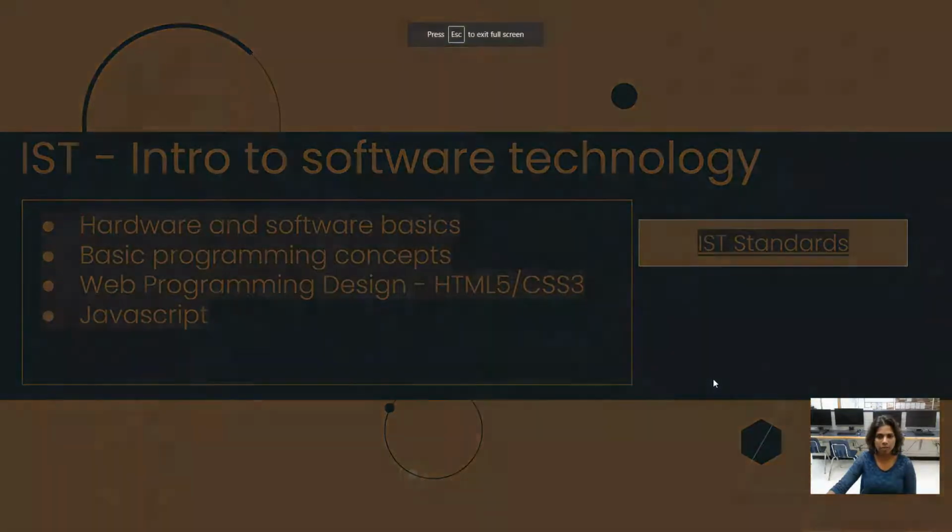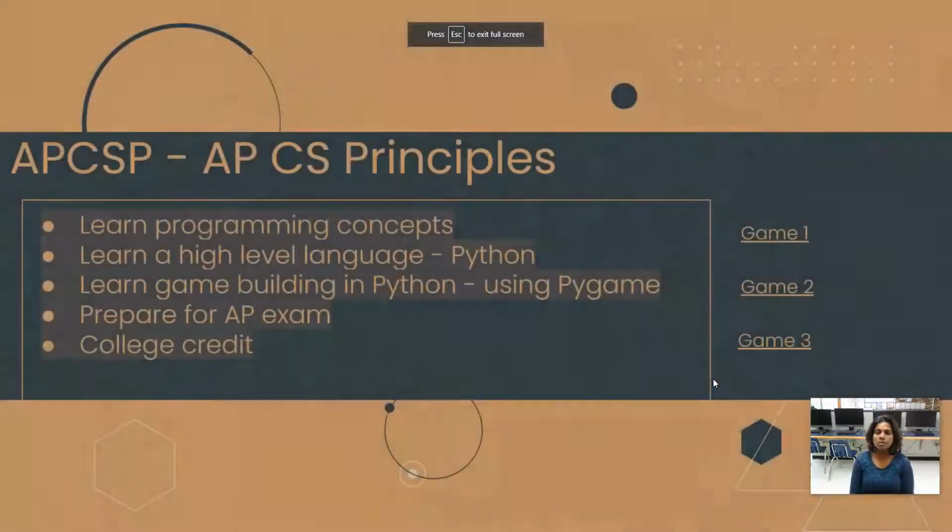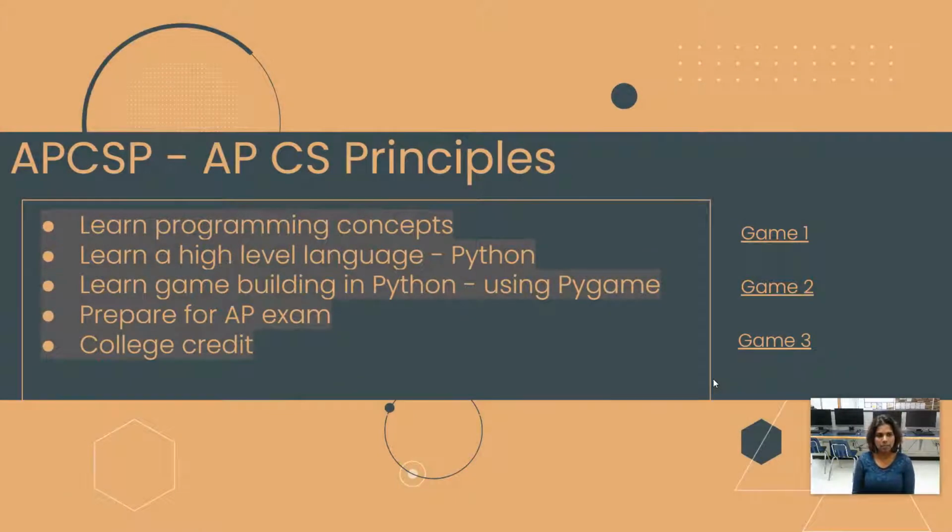Going back to our slides. The next course in our computer science pathway is AP Computer Science Principles. Here you go in depth into programming concepts. We'll be teaching Python, which is a sought-after programming language in the current industry. We'll be learning how to build games, which really interests kids, and it's a good way to make them learn programming. So they usually build games using Pygame. We'll also help them prepare for the AP exam, which they can use to get college credit.